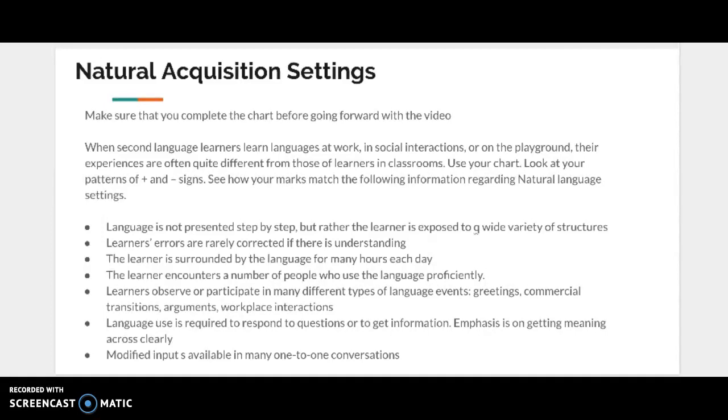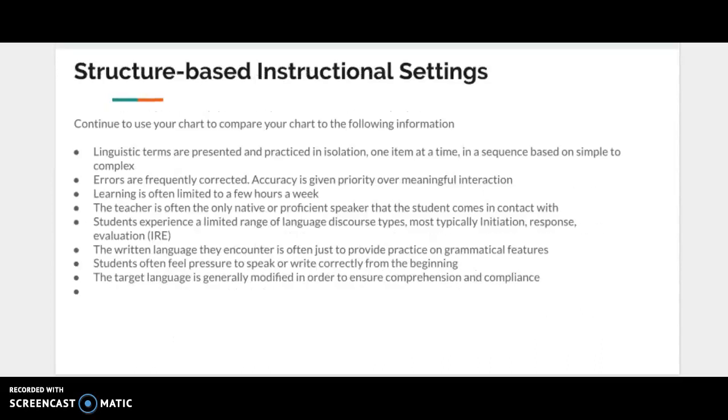Learner errors are rarely corrected if there is understanding, and the learner is surrounded by the language for as many hours of the day as possible. The learner encounters a number of people who use the language proficiently, and so they can model after them. They observe or participate in many different types of language events: greetings, commercial transactions, arguments, workplace interactions, and so forth. Language use is required to actually respond to questions, to get information, to survive in that environment, and emphasis is on meaning and getting meaning across clearly. Modified input is available in many one-on-one conversations, but it's not a big focus or feature of the natural acquisition setting.